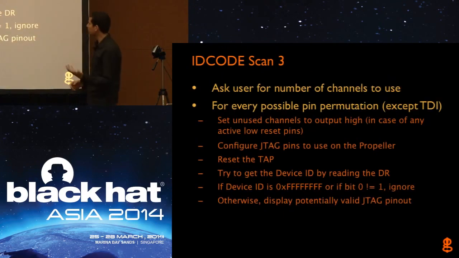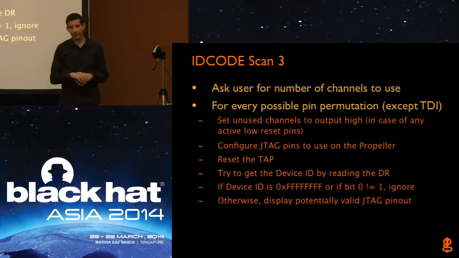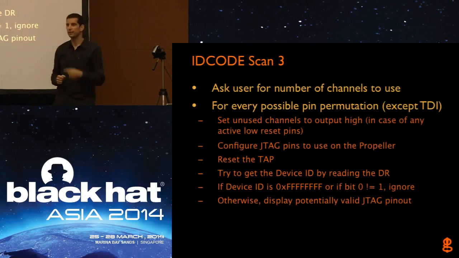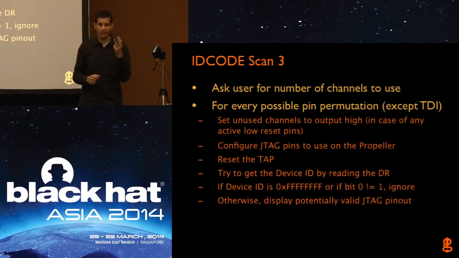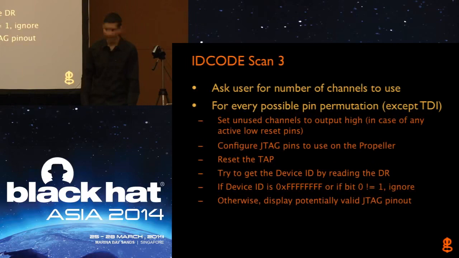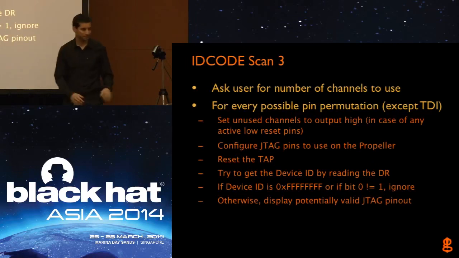So the way that it works is we basically go through every possible pin permutation and set what we think might be TDI, what we think might be TDO, what we think might be TMS, what we think might be TCK, and try it. And if we get a device ID out, then we print out that result and keep trying over and over again. If the device ID is invalid, we just skip it.